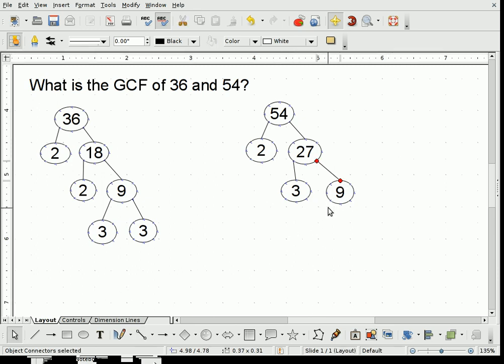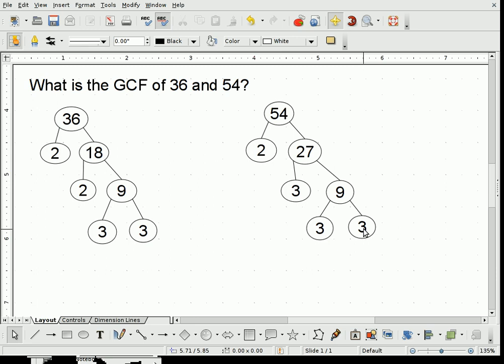And now our focus is on 9. What is 9? 9 is 3 times 3. So we represent that and say that 9 is 3 times 3, and make some nice connectors. There we go. So we have just reduced both numbers into their prime factors. 36 is 2 times 2 times 3 times 3. 54 is 2 times 3 times 3 times 3.